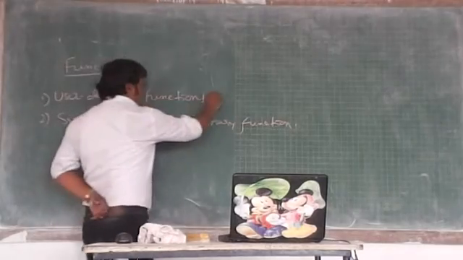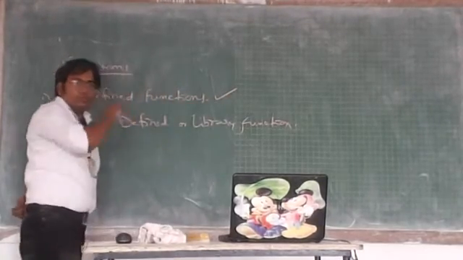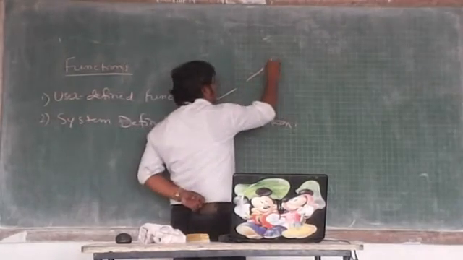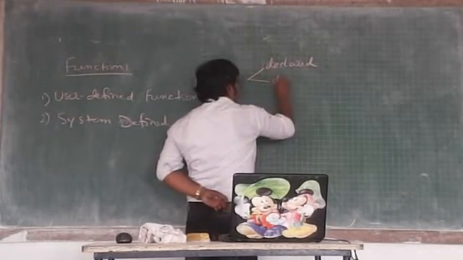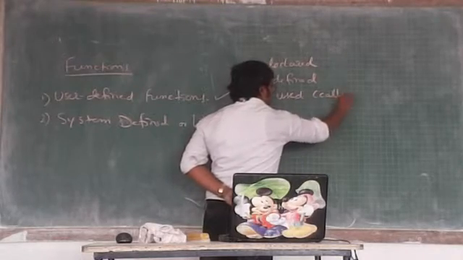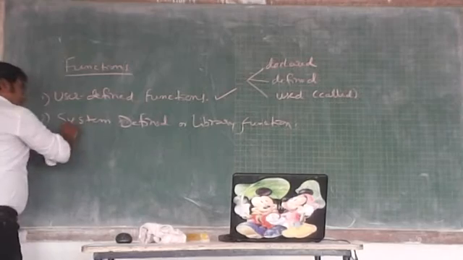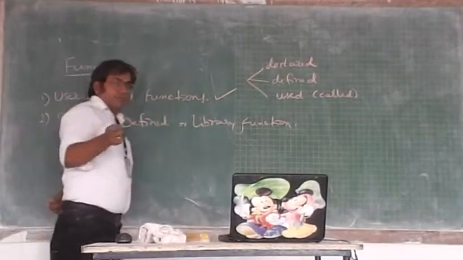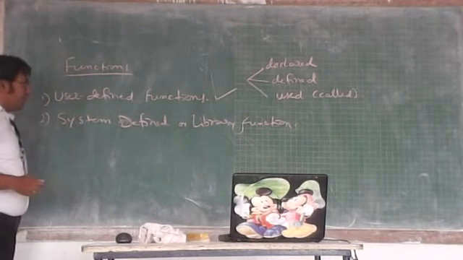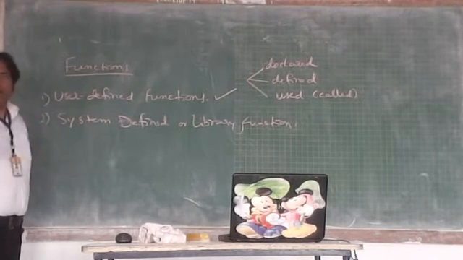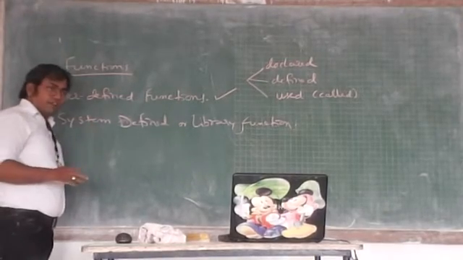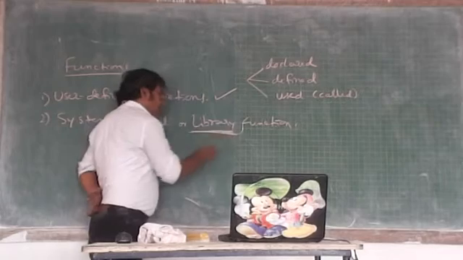What we discussed from the last 3 lectures, you might remember that we declared our function ourselves. What did we do? We declared, we defined, and we used or called. Whatever function you write yourself, in which you declare, define and use, such functions are called user defined functions. But system defined functions or library functions are, as the name suggests, system functions, also termed as library functions.